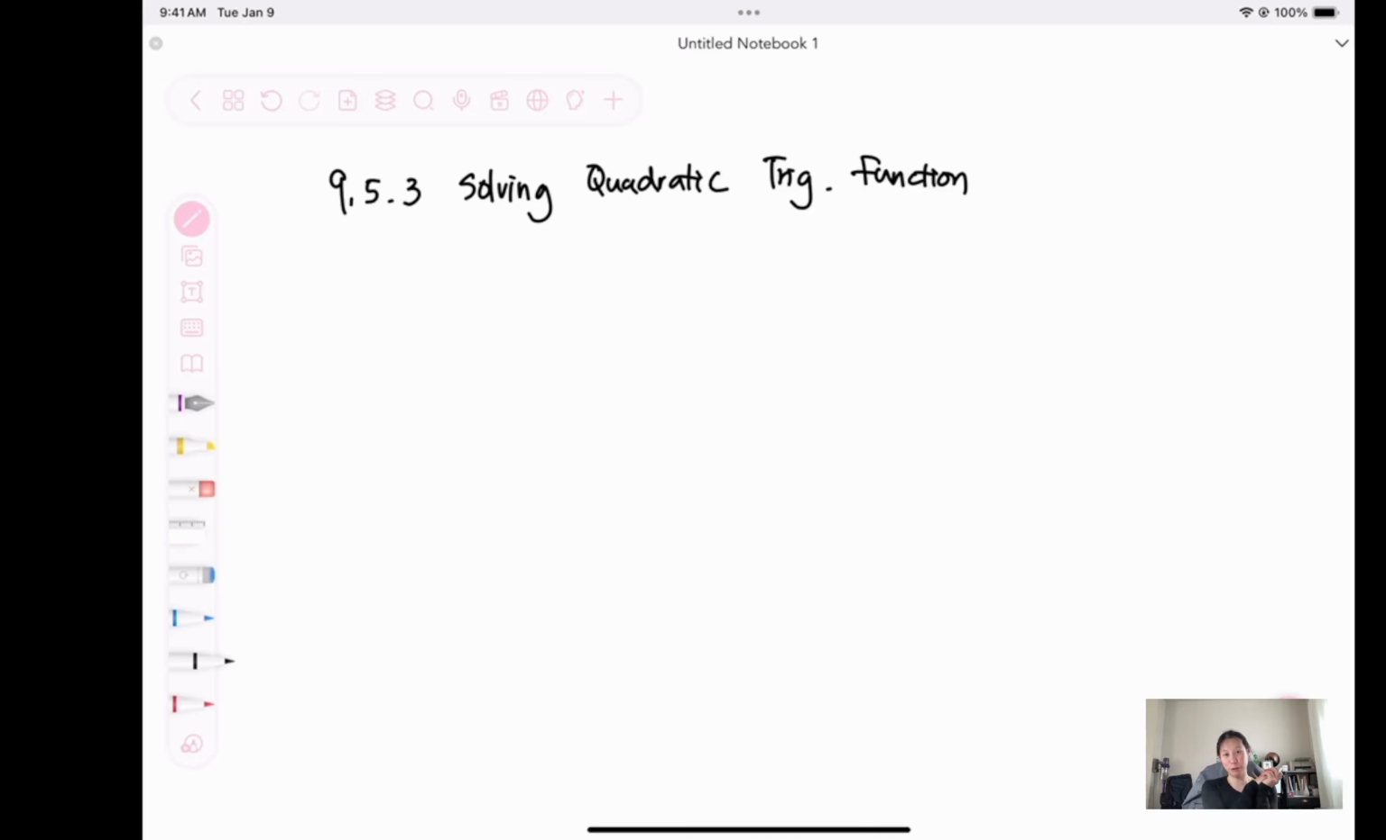Hello, in this video I'm going to talk about solving quadratic trig functions. First exercise is solve exactly on 0 to 2 pi, if possible. There's going to be a trick question.